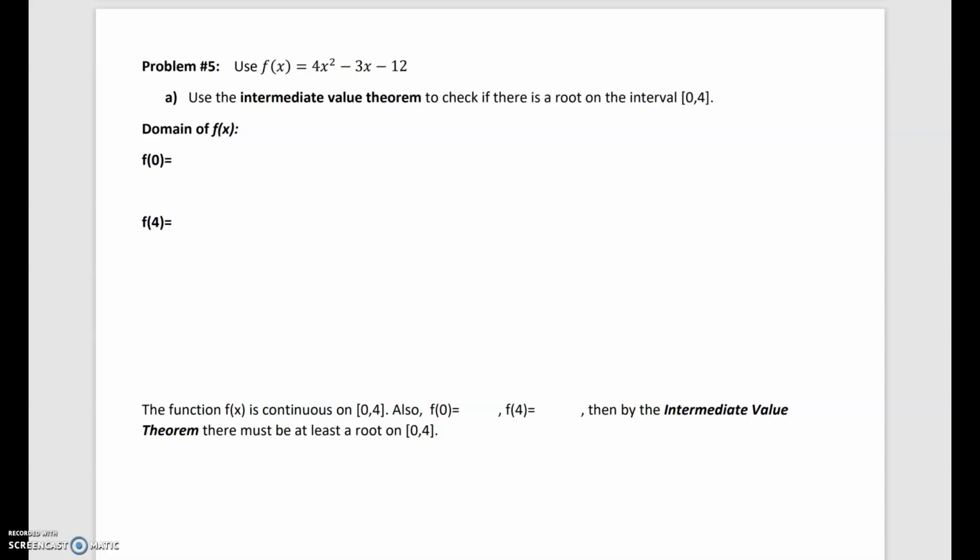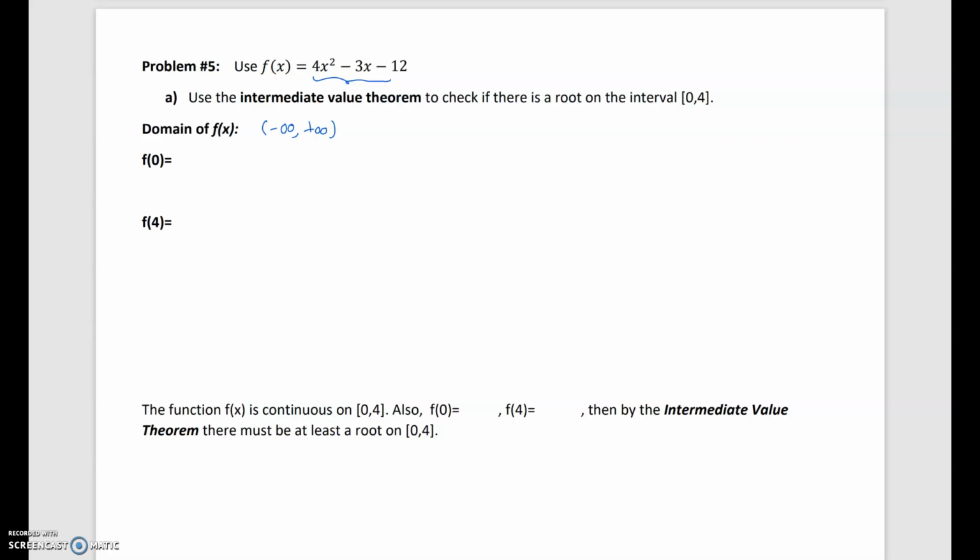Hi class, in this example we're going to go over problem 5. Now notice that problem 5 happens to be a quadratic equation, so it's going to be defined everywhere. So the first part of the problem that we're going to acknowledge is the domain of f of x. In this case, you have from negative infinity to positive infinity.